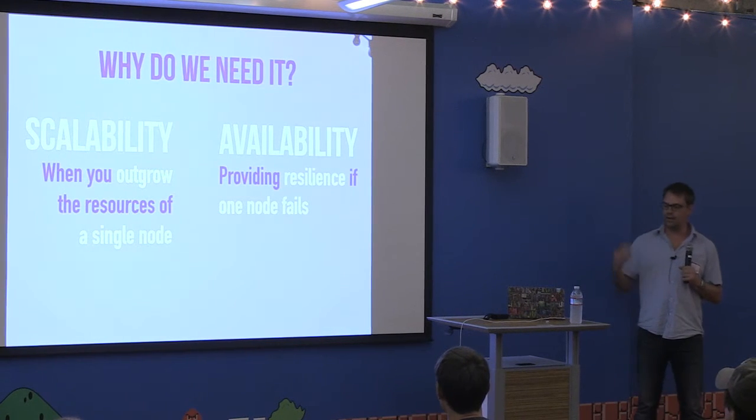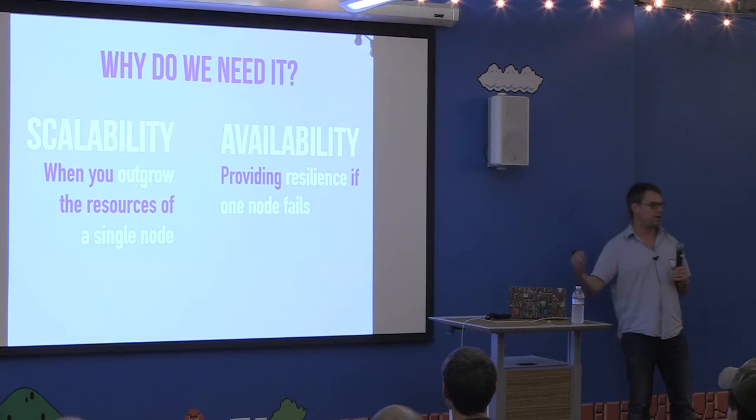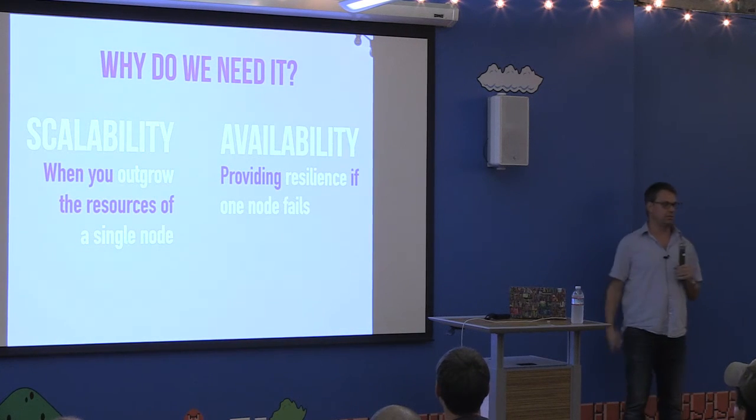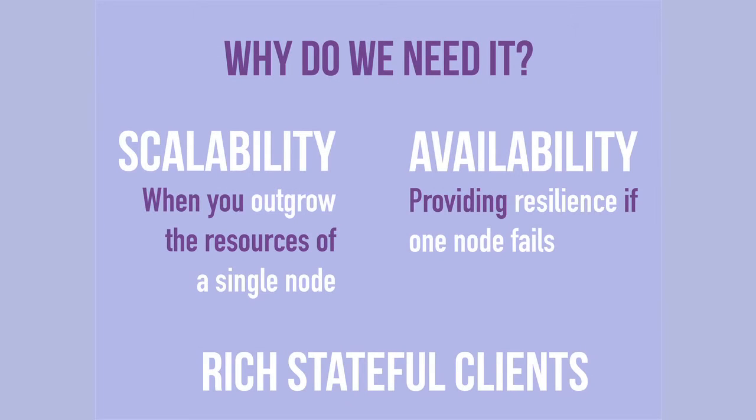So availability, providing that resilience if one node fails, you need to scale out. You need to have some sort of distributed system. And rich stateful clients, as I've already said, also, some people don't think about it, but all the classic problems of state management become really, really apparent when you're working with stateful clients and you have the network, because they can get disconnected. And how do you then merge things back, and how do you continue from there?